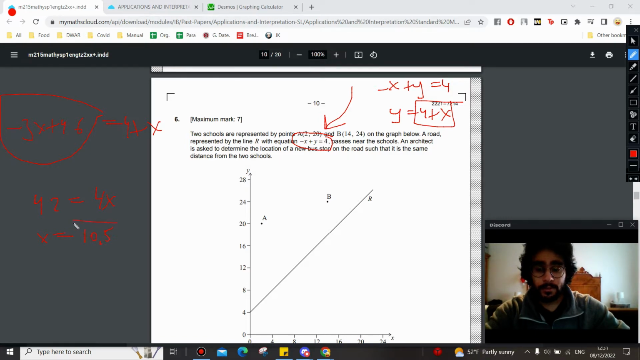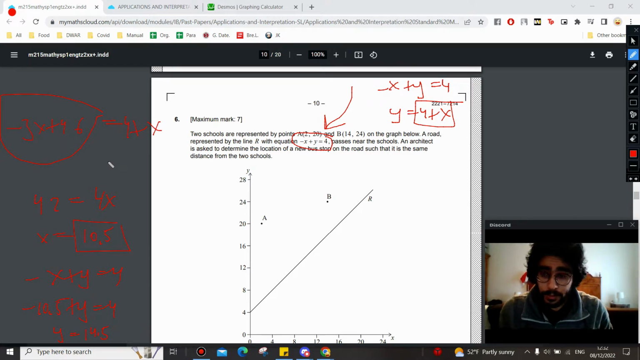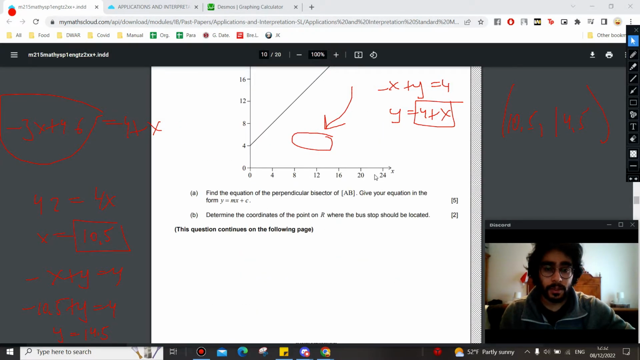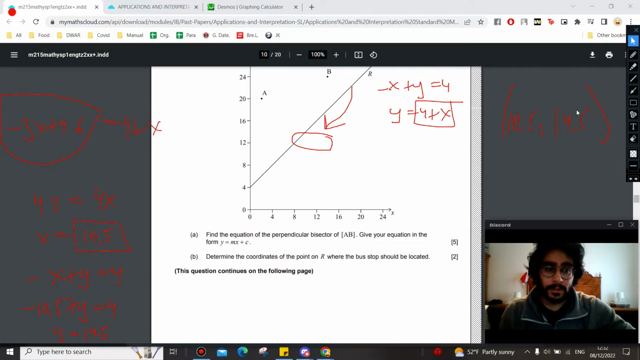And now I need to find my y value. I can plug this value into any of these equations to find out my y value. Let's try the minus x plus y equals 4. So I have minus 10.5 plus y equals 4, and so y will be equal to 14.5. Now if you try this out with the second equation, you will still get the same y value. So the point that you are looking for is 10.5, comma 14.5. That will be the location of the bus stop, and that would be all for this question.